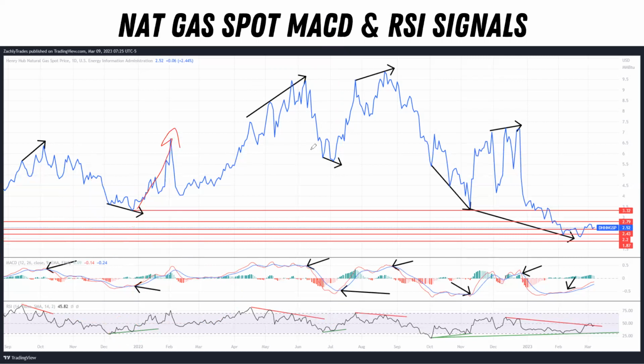We get a nice move up, and that's repeated itself many, many times in the past, where you get a crossover plus a divergence and you end up seeing the move play out, whether it's a bullish divergence and a bullish crossover, or a bearish divergence and a bearish crossover.